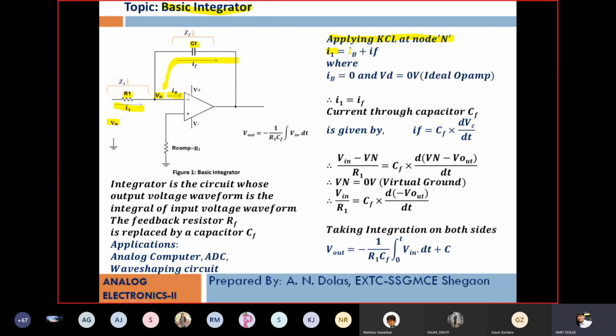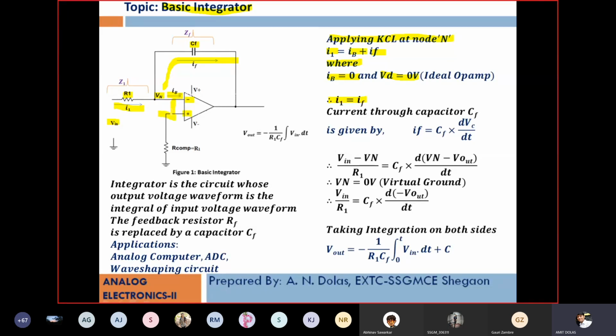So I wrote IB plus IF, but we know that, assuming an ideal op amp, the bias current into the terminal is equal to 0. So IB is equal to 0, and I may write I1 is equal to IF. Very simple. And what is the ideal op amp characteristic? Differential voltage is equal to 0. Differential voltage means the voltage between these two terminals, plus and minus.